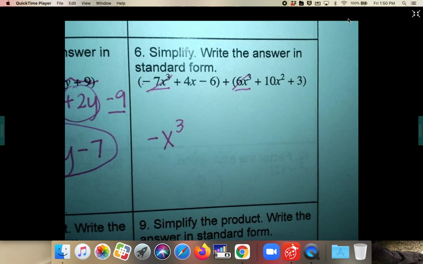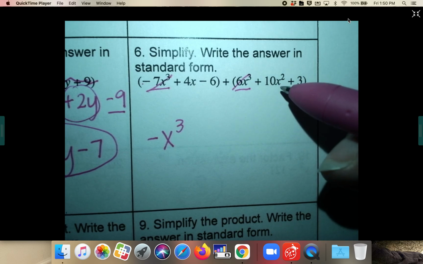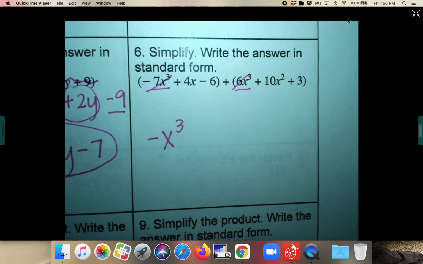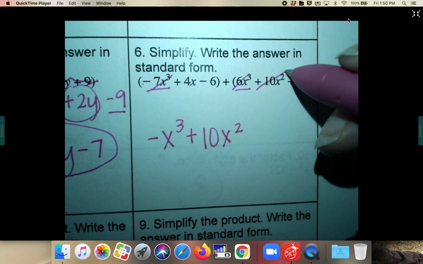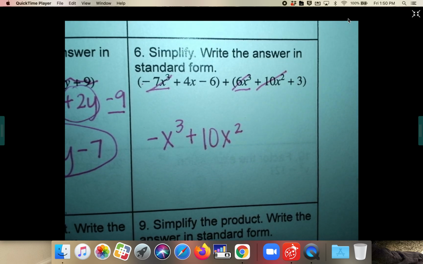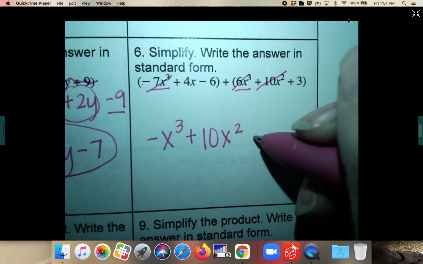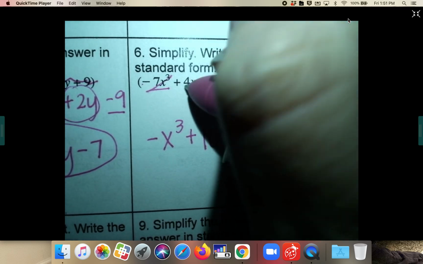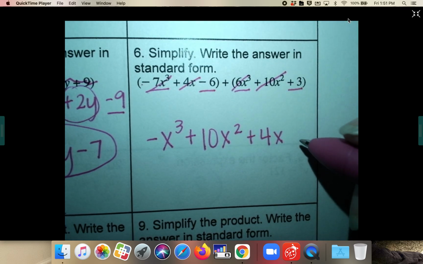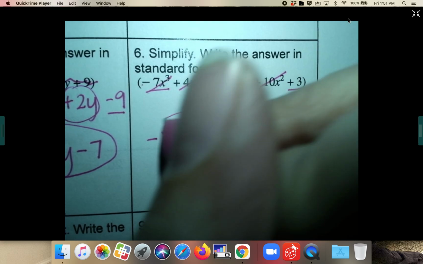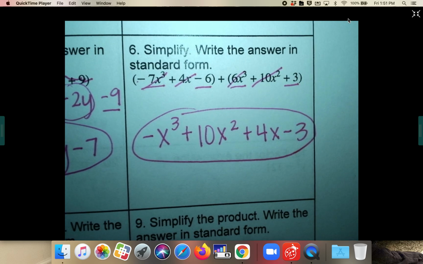My next highest priority like term is 10x squared, and there isn't a like term that goes with it. So we're just going to leave it plus 10x squared. The next one is 4x, so it's plus 4x. And then the last one, negative 6 plus 3 is negative 3. Use your calculator if you're not sure.